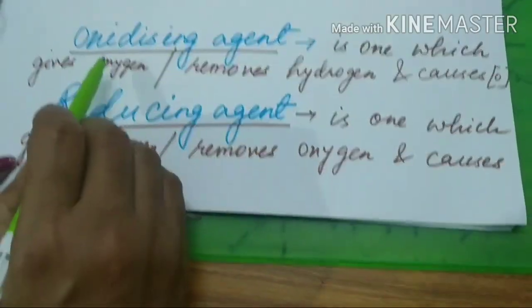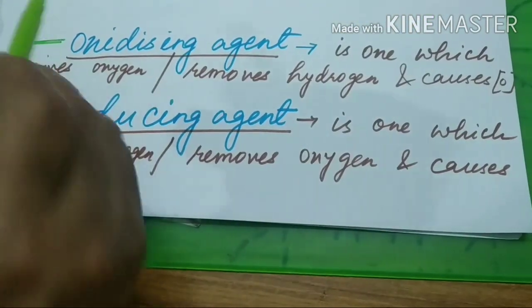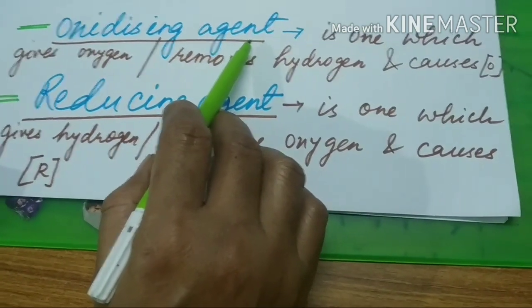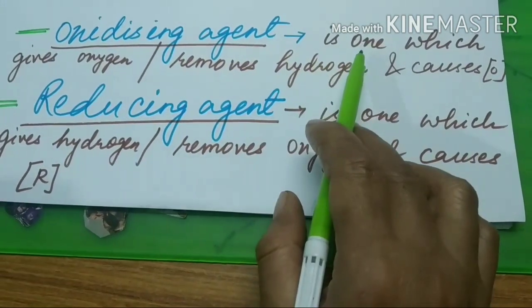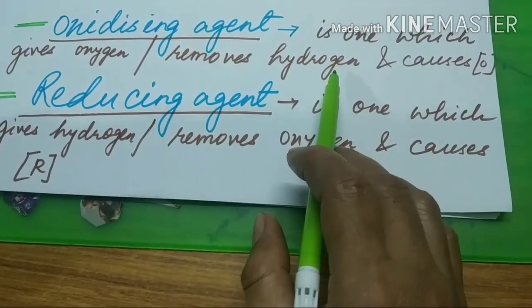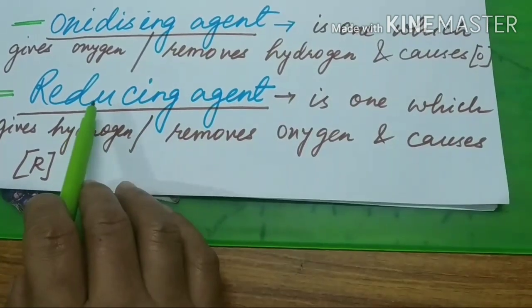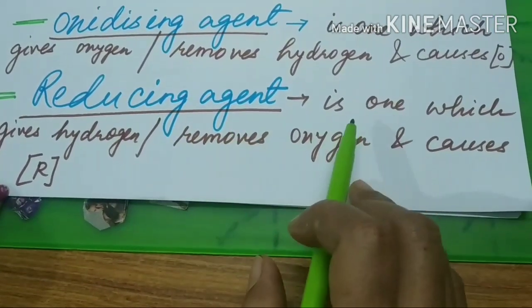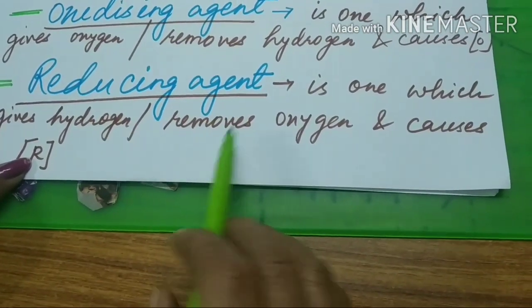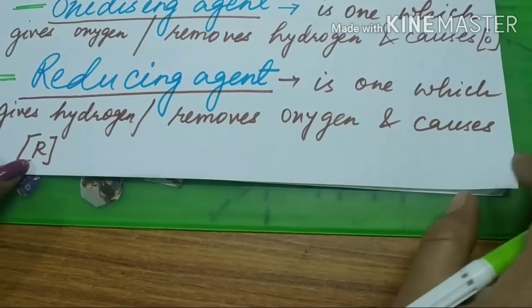Now, there are two more terms related to redox reactions, that is oxidizing agent and reducing agent. Let us understand what is an oxidizing agent. An oxidizing agent is one which gives oxygen or removes hydrogen and causes oxidation. A reducing agent is one which gives hydrogen or removes oxygen and causes reduction to happen.